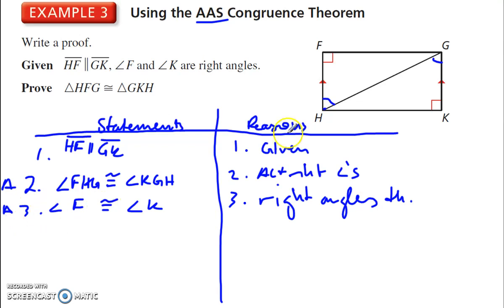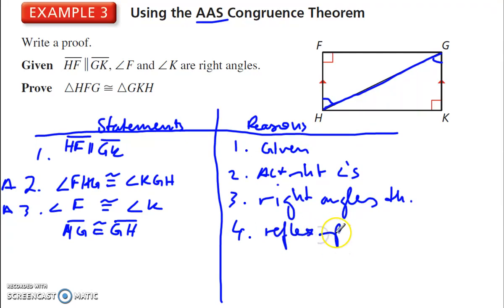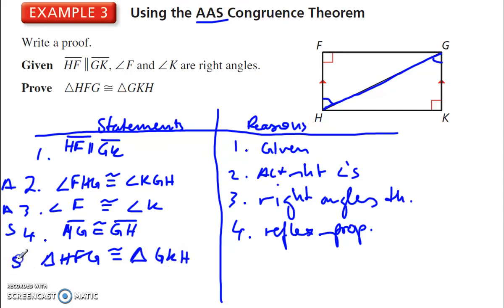That is another angle. And then we have a side right here that is non-included. And we know that HG is congruent to GH because of, number 4, the reflexive property. And that is a side, non-included. Therefore, we can say triangle HFG is congruent to triangle GKH because angle-angle-side. And that's how easy that is.